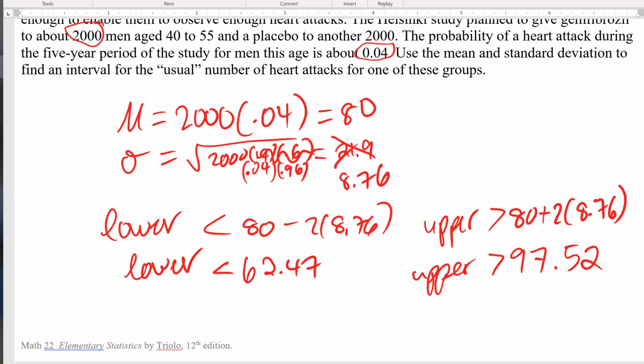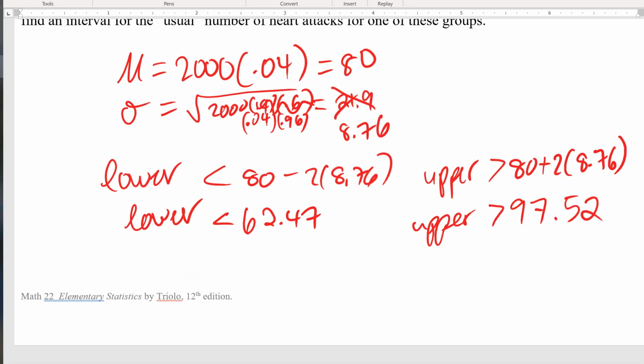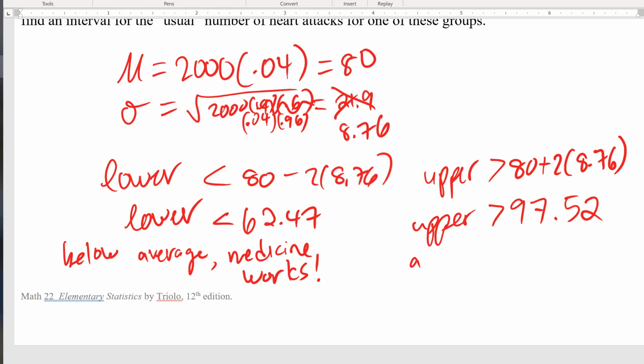Okay? So that's what we're doing here. If we are, with this medicine, below the average, then basically the medicine works. Hooray! We help people, we make millions of dollars. If we are above average, then this is a medicine that kills people. Please be careful. Don't use this medicine, right?